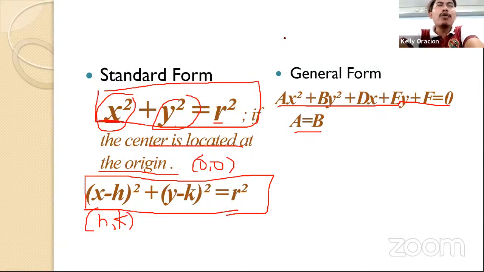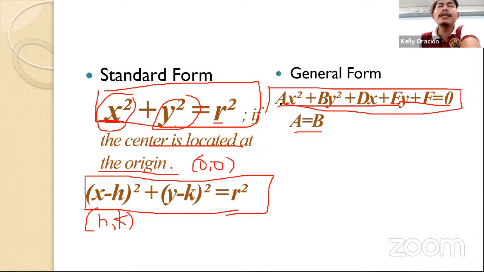Now, you need to learn also the difference between the standard form and the general form of the circle. Tingnan ninyo ang general form. The general form is the simplified form of the given standard form. Pag i-expand mo ang standard form, you will have the general form. So please learn how to differentiate general form and standard form. Tingnan niyo yung standard form. Ganito yung mukha.